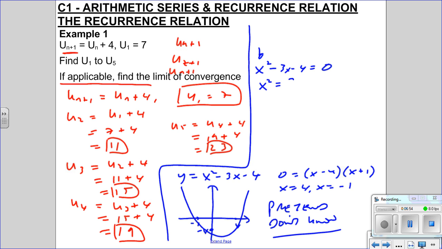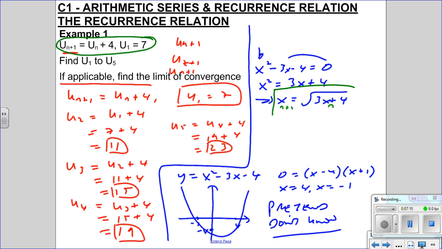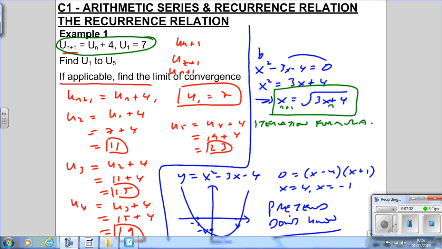So what I can do is, we can rearrange to make this x equals. So if we go x squared equals, bring in the 3x over and the 4 over, and then square rooting, can you see x equals that, right? If I put an n plus 1 and an n in there, this looks exactly like a recurrence relation now, doesn't it? This is what's called an iteration formula. Okay? But what we need is a starting value to make this work. So how about I pick a starting value? Let's say x1 was minus a half.